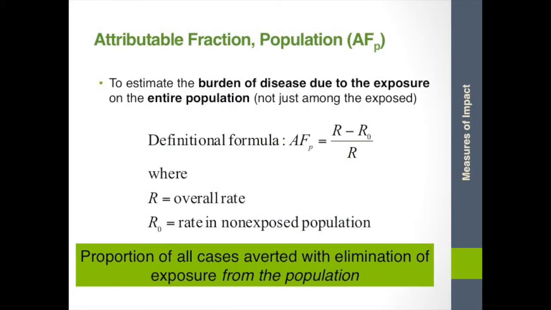The attributable fraction in the population estimates the burden of disease due to the exposure on the entire population and not just among the exposed. In this way, we can determine which exposures have the most relevance to the health of a community. The attributable fraction in a population is the proportion of disease in the study population that is due to exposure and that would be eliminated if we remove the exposure. It provides a measure of the public health impact of an exposure for the entire population.